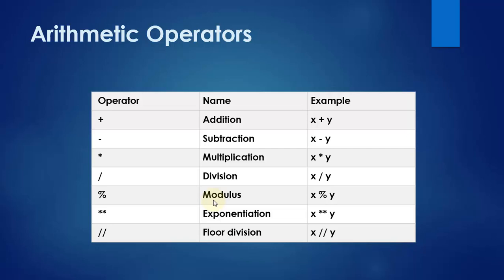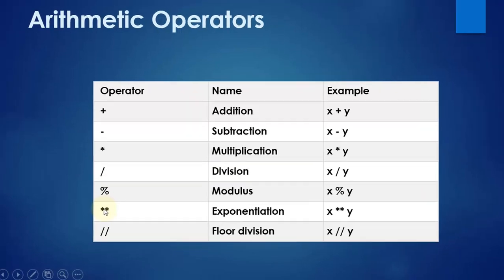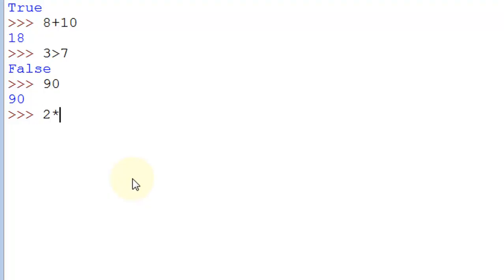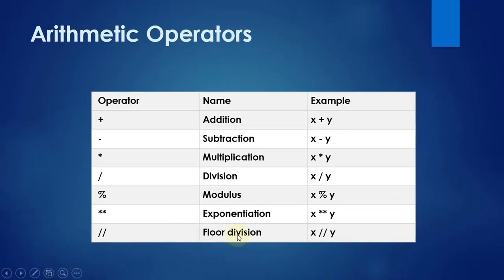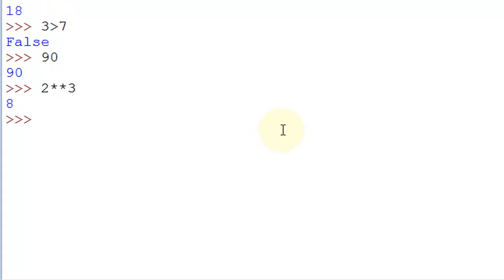Okay, now next is exponential. For example, if you want to write 2 to the power 3, let us move to our IDE and see this. 2 raised to the power 3, so you can get 8. So it is an exponential operator. Now we have floor division. Let's see this. For example, let's say 5 divided by 2, I'm getting 2.5, and if I say 5 floor divided by 2, we are getting only the integer part. So this is the difference between arithmetic division and arithmetic floor division.